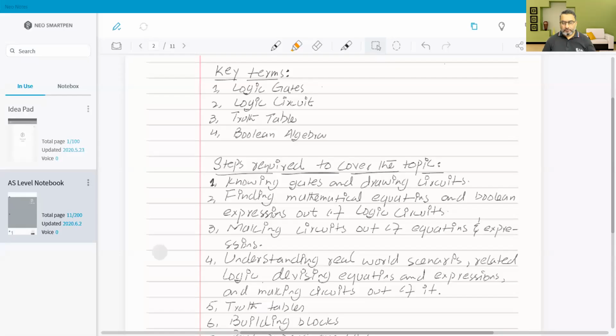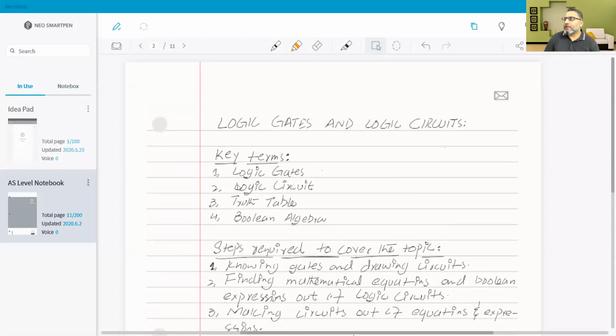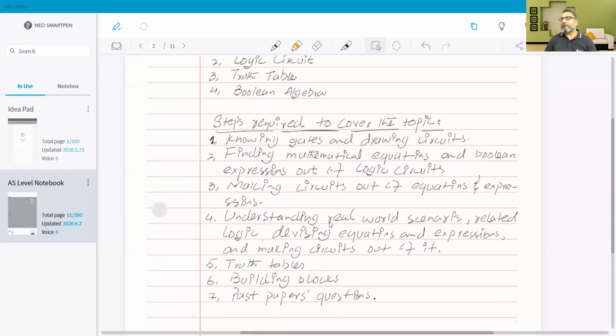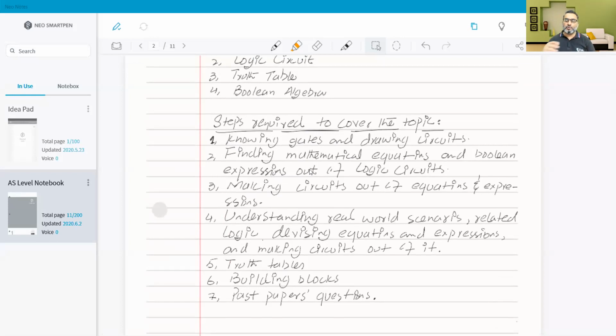Hello everyone. This is the next video in sequence for the logic gates and logic circuits. Before this, we discussed key terms, logic gates, logic circuits, truth tables, and Boolean algebra, and we defined a few steps required to cover the topic. The first one was knowing gates and drawing circuits, which we completed, and finding mathematical equations and Boolean expressions out of the logic circuits and the conversion between the two.